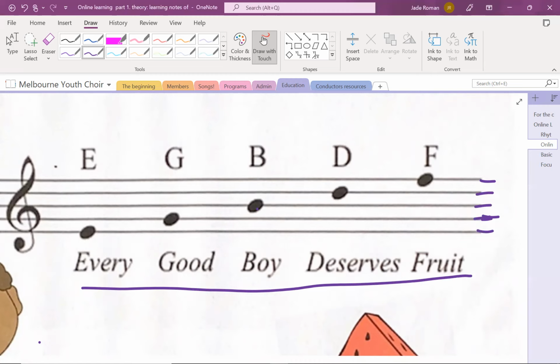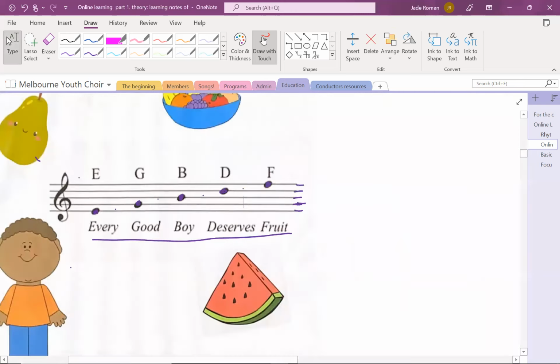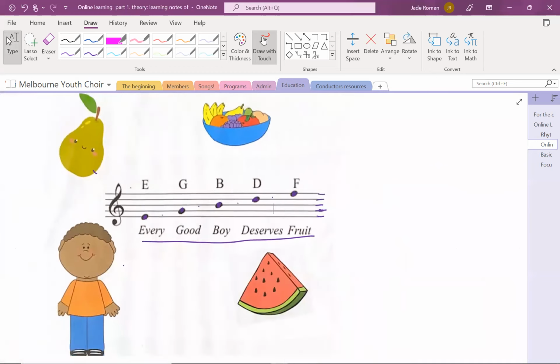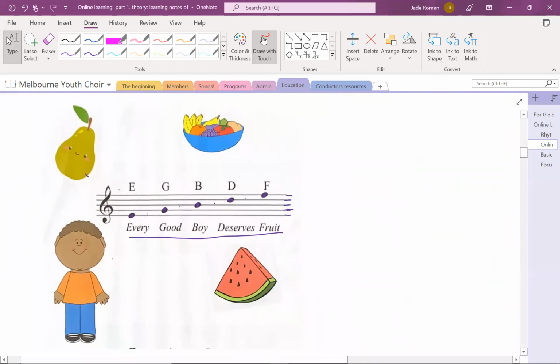So if there's a note on the line and you want to figure out what it is in the treble clef, you say every good boy deserves fruit. So E is the first line, G for good is the second line, B is boy, and it goes up line by line. So notice that we're skipping the spaces. We have a different mnemonic for spaces. So this is for a thing on the line. Every good boy deserves fruit. And because I teach piano lessons, this is the little picture that I use for my kids.